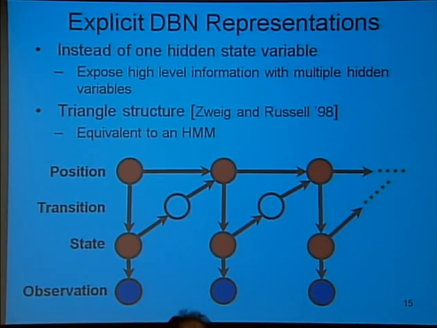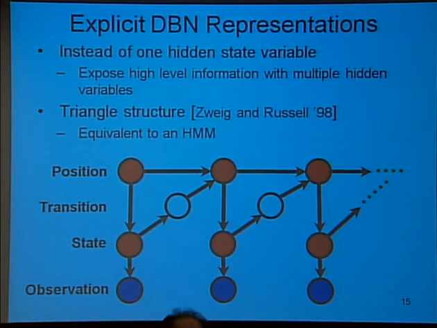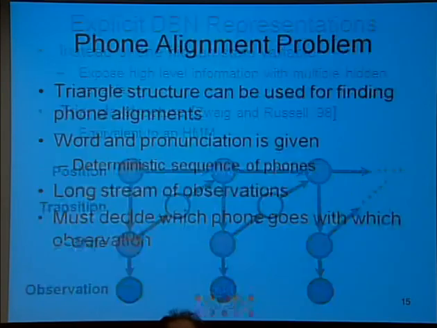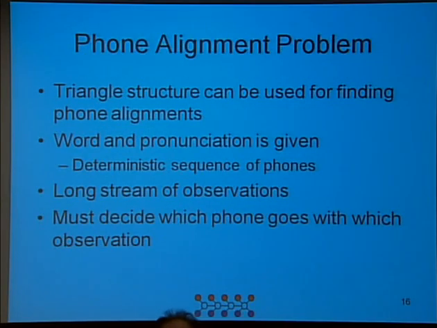A very simple example of this is the triangle structure from Zweig and Russell in '98. This is just a model that's equivalent to an HMM, and I'll explain what we can do with this simple structure. The triangle structure can be used for finding phone alignments. This is the problem where you know the word and its pronunciation, so you have a deterministic sequence of phones. You have some stream of observations that's longer than your stream of phones, and you have to decide which phones go with which observations.